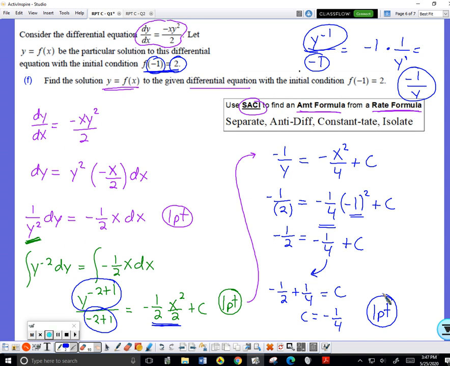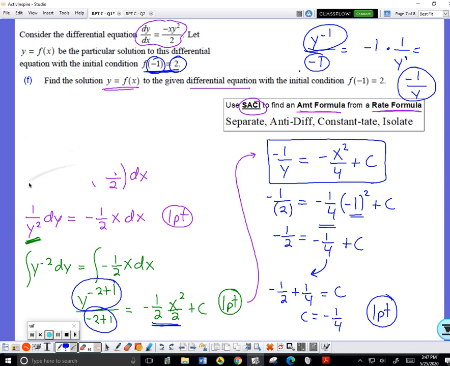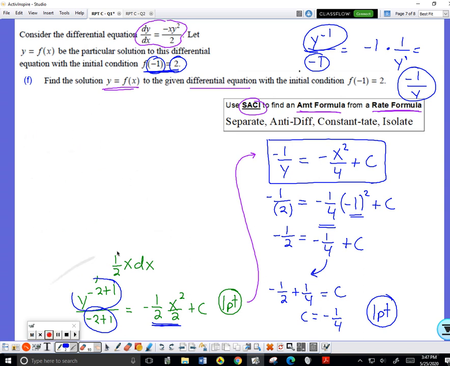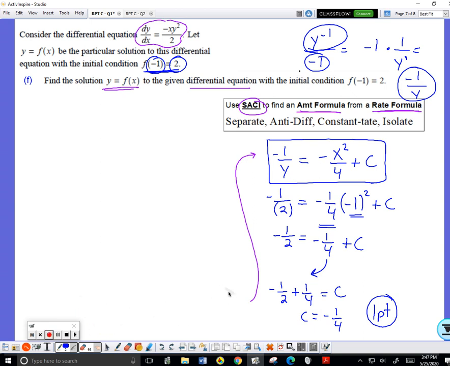Last step is to try and isolate the y. So here's our equation. We know the value for c. We want to isolate the y. This isolation step's not too bad. So let's copy this over, and let's erase a little bit. So we have our equation. Negative 1 over y is equal to negative 1/4 x squared, and then the c value is negative 1/4 as well.